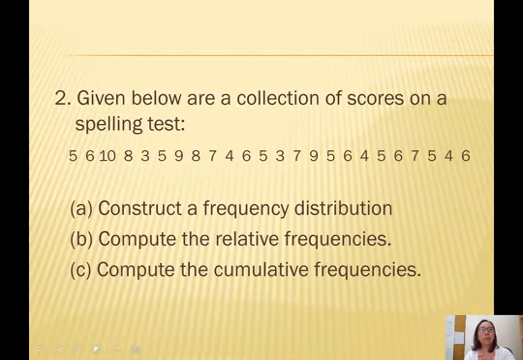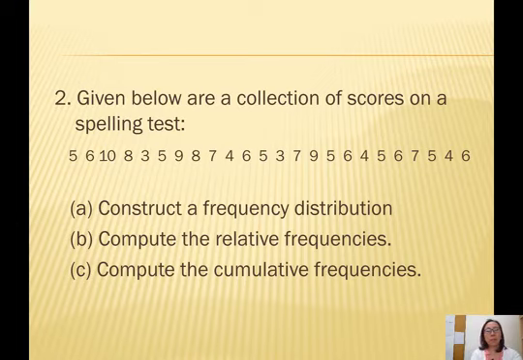All right. Let's look at number 2. Given below are a collection of scores on a spelling test. So here's a lot of numbers here. They're random. And so the question is, can you organize these numbers by creating a frequency distribution and computing the relative frequencies as well as cumulative frequency.